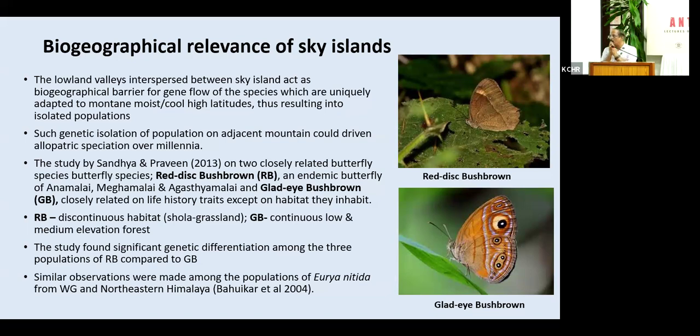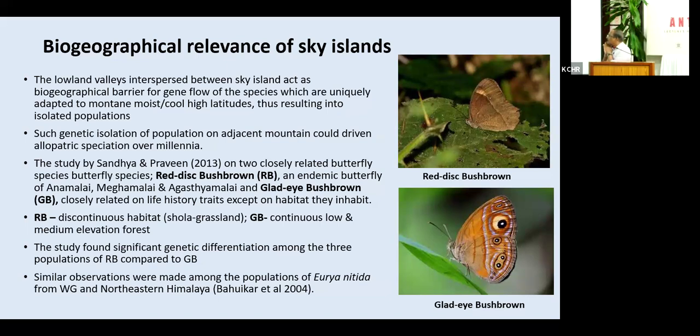Similarly, he did the same for the glad-eyed bush brown also. Why did he select these species? Because, he said, the life history traits of the two species are almost similar except for the habitat. That is, one is at high elevation and the other is at low elevation. That's the only difference; otherwise, all the other life history traits are the same. So that's how they selected these species.